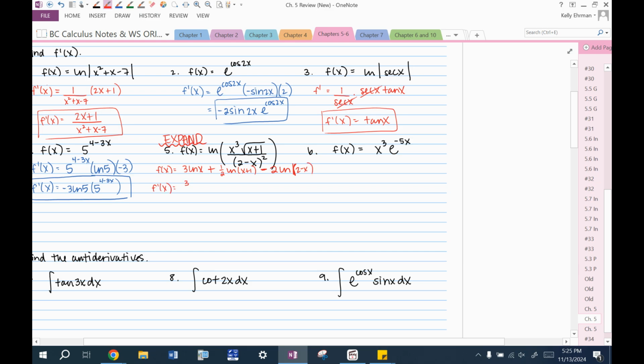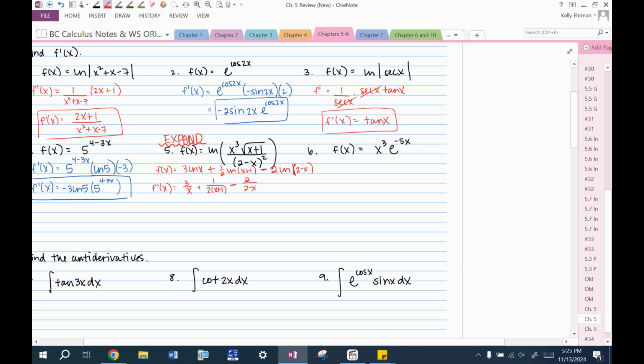Derivative of 3 ln x is 3 over x. This becomes 1 over 2 times the quantity x plus 1. Parentheses matter here. I've noticed some of you are dropping parentheses. I don't know if you're getting lazy about it or if you don't know. But when you multiply quantities together, you need parentheses because 2x plus 2 is different than 2x plus 1. And then here, minus 2 over 2 minus x.